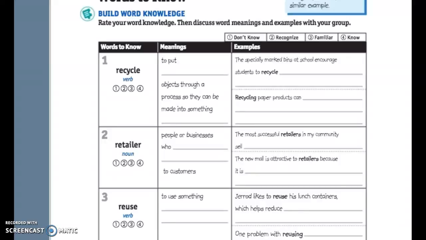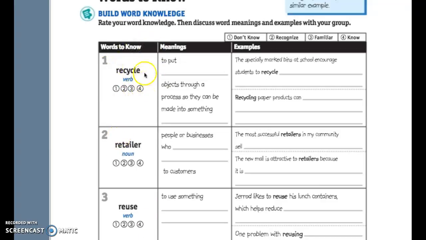For this video, you need to have your portfolio open to page 81 and something to write with. Now, this is the third and last video for this first section of this unit. And we're going to go over four more vocab words. So we're here in the Build Word Knowledge section, and you see there's four words right here.